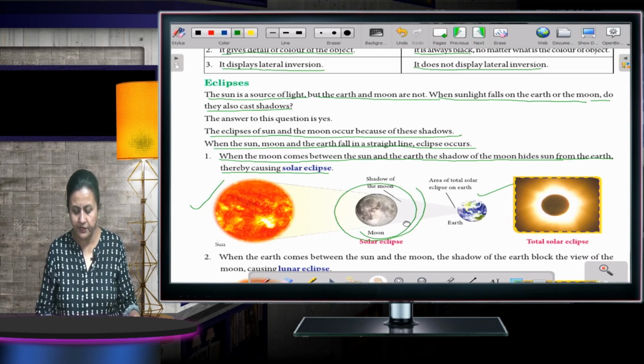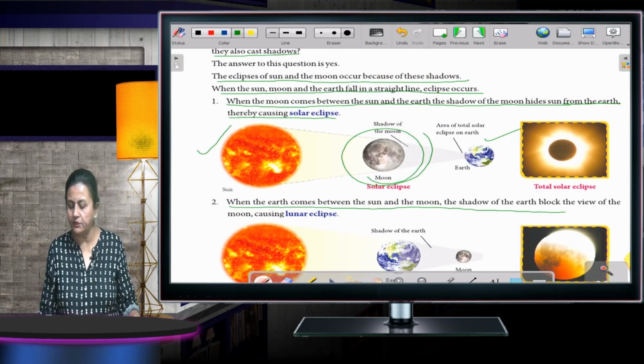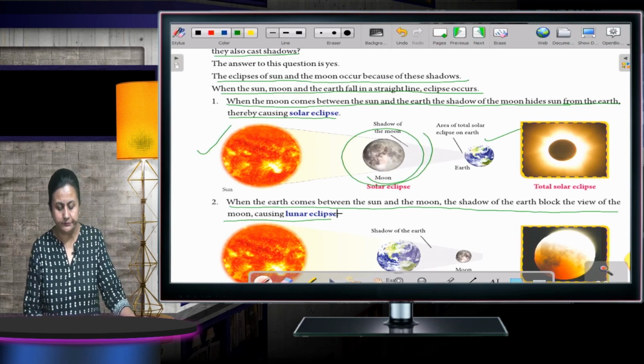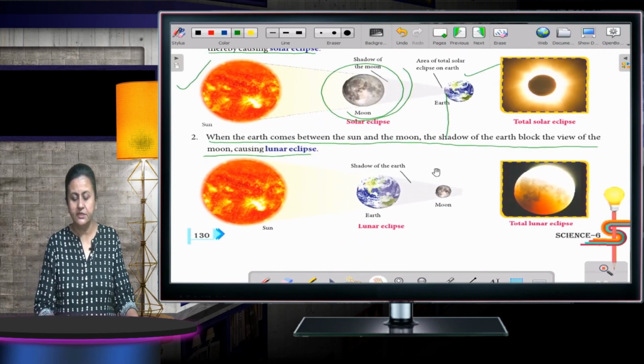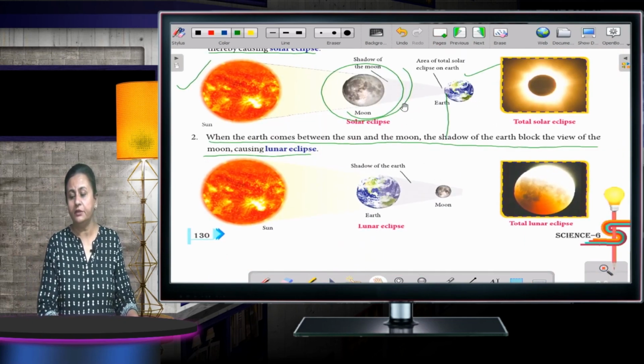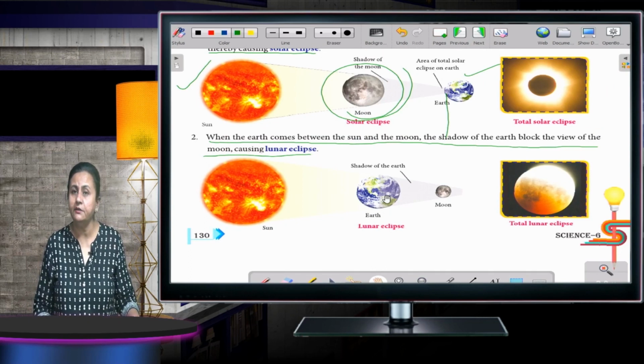Then lunar eclipse. When the earth comes between the sun and the moon, the shadow of the earth blocks the view of the moon, causing a lunar eclipse. Here you can see solar eclipse. What is happening in solar eclipse? The moon is coming in between, but in the lunar eclipse, the earth comes in between.